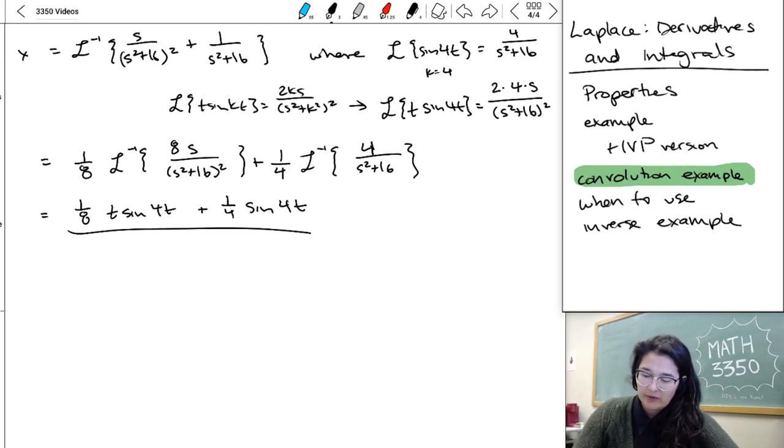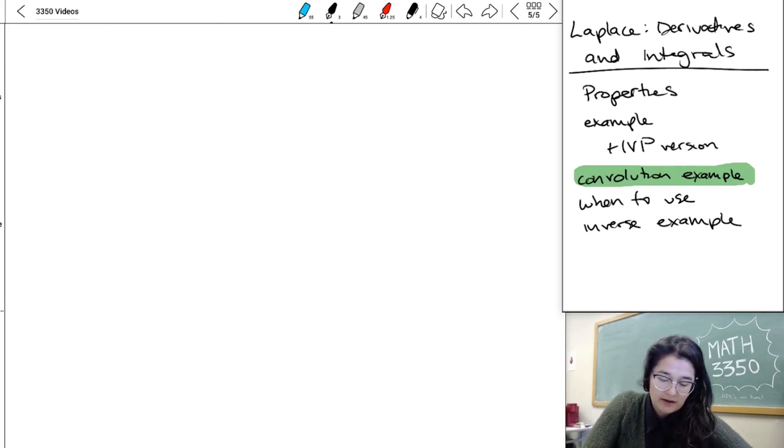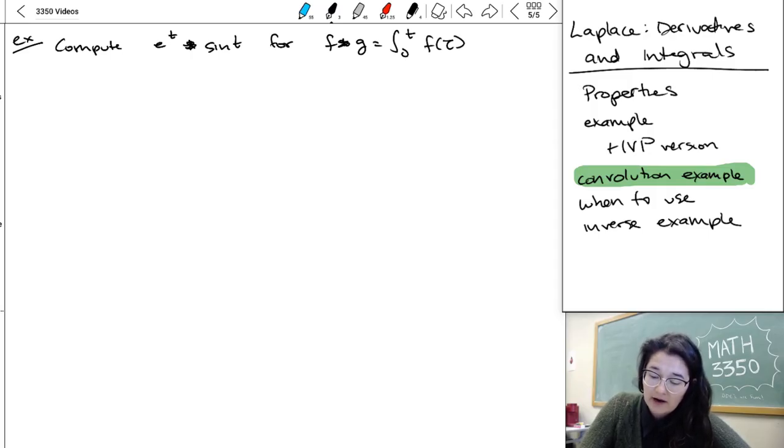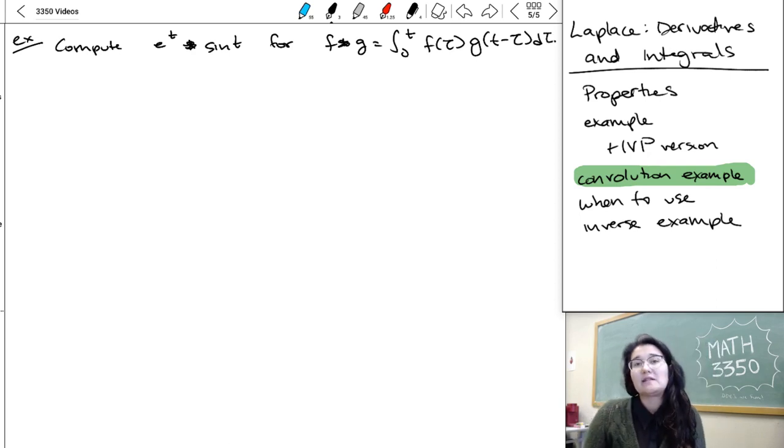Next up, we're going to do an example that uses that convolution property, the integral property that we first wrote at the start of these videos. We're going to be trying to compute e^t star sine t, where star is that convolution operation, integrating 0 to t, f of tau, g of t minus tau. So I just want you to see what convolution is in one example.